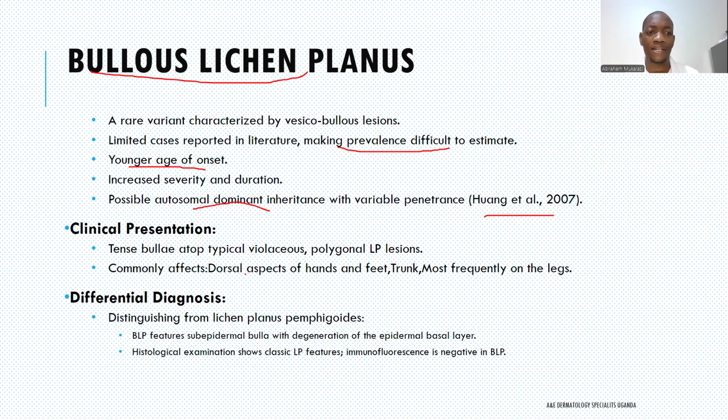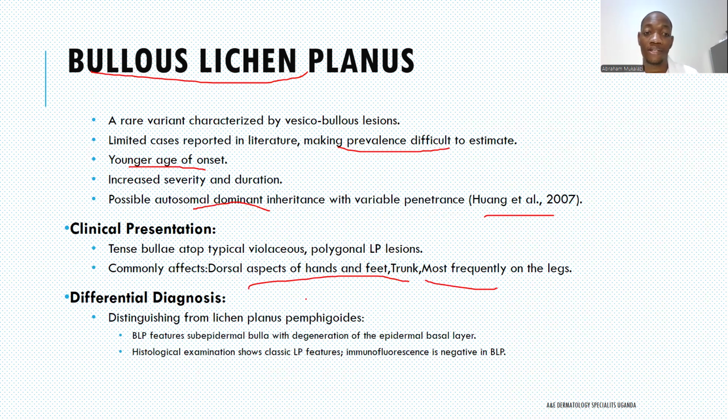And then the clinical presentation, someone will have these dense bullae, and then the typical violaceous or purple color and polygonal lichen planus lesions all over the body. Commonly, it will be located on the dorsal aspects of the hands and feet, the trunk, and most frequently, it affects the legs as well.